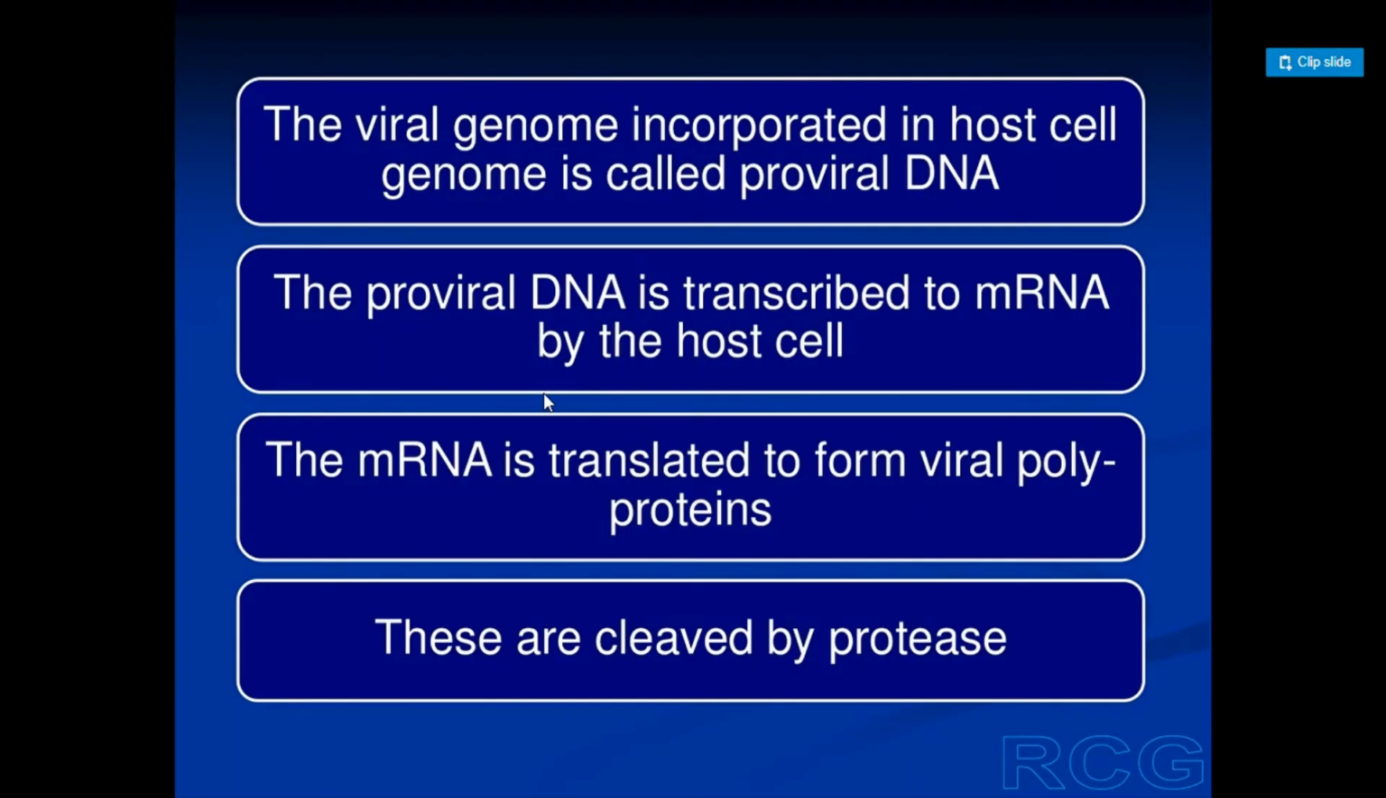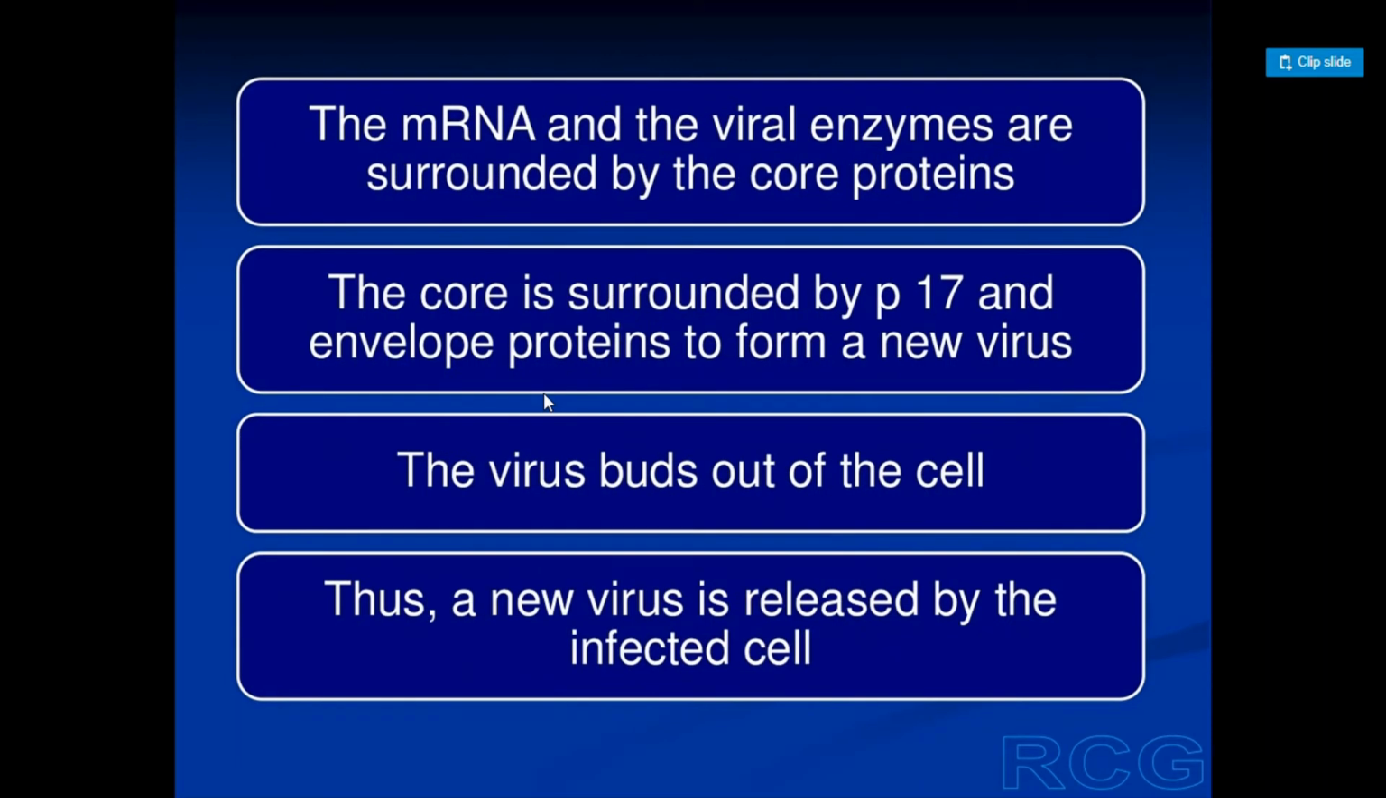This proviral DNA is transcribed to messenger RNA by the host cell, and this mRNA is translated to form the viral polyproteins, which are cleaved by the proteases. The RNA and the viral enzymes are surrounded by the core proteins. The core is surrounded by P17 and envelope protein to form a new virus. The virus buds out of the cell. Thus, a new virus is released by the infected cell.